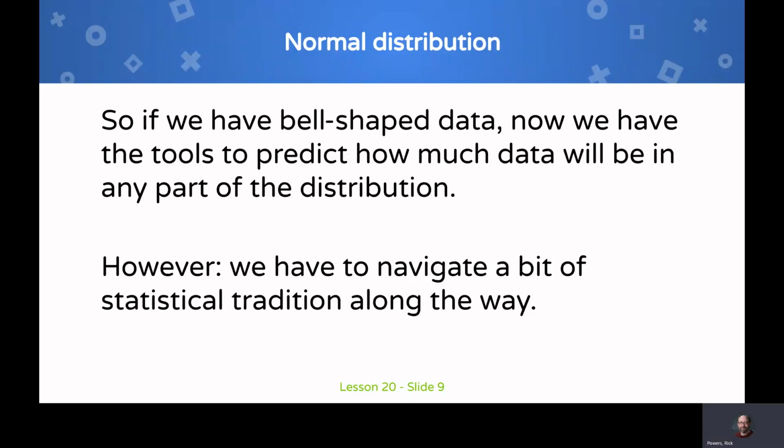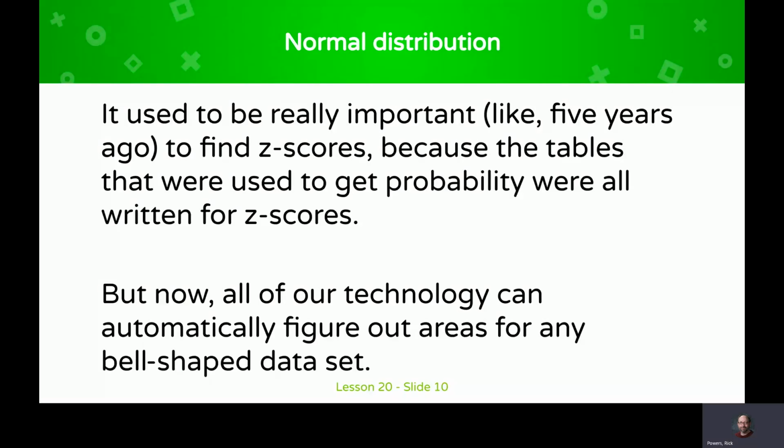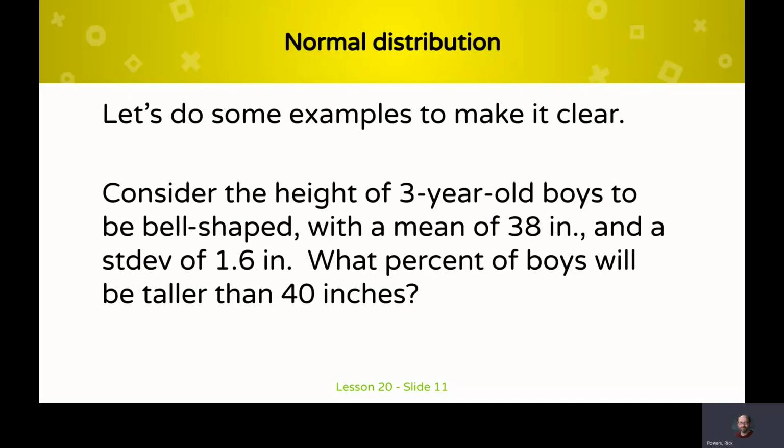However, we have to navigate a bit of statistical tradition along the way. It used to be really important, like 5 years ago, to find z-scores because the tables that were used to get probability were all written for z-scores. But now all of our technology can automatically figure out areas for any bell-shaped data set. Let's do some examples to make it clear.